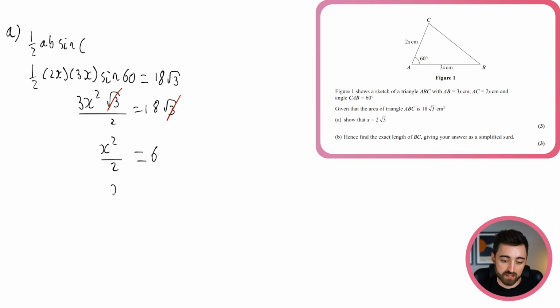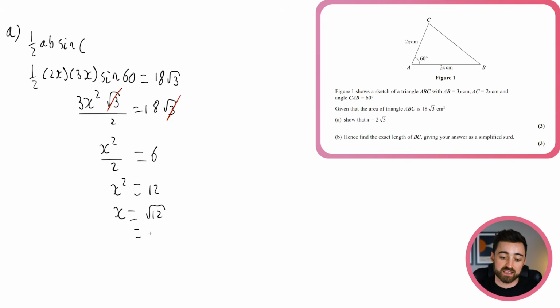Multiply by 2. x squared equals 12. So x is going to be the square root of 12. Why do I not need a plus minus here? Because x is clearly a length. Not x itself, but like 2x and 3x. So if x was negative, 2x would also be negative, and that wouldn't make sense, would it?